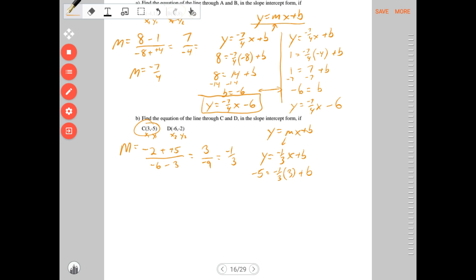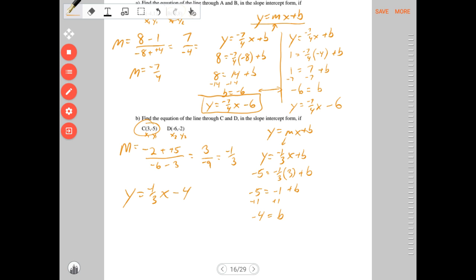Okay, anyways, so plus b, so negative 1/3 times 3. You can do that in your head, use a calculator, doesn't matter. Either way, that works out to negative 1. So negative 1 plus b, and then plus 1, plus 1. So negative 5 plus 1 is negative 4. So negative 4 equals b. So then we put our equation back together. So y equals negative 1/3 x minus 4.